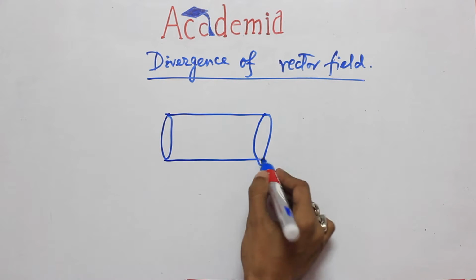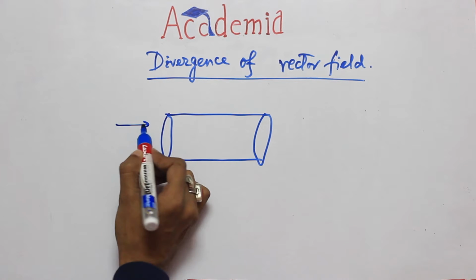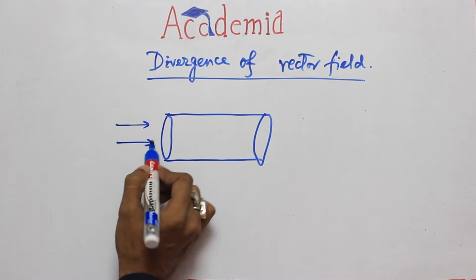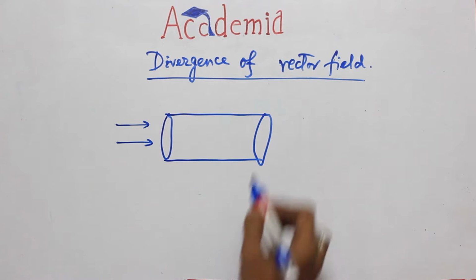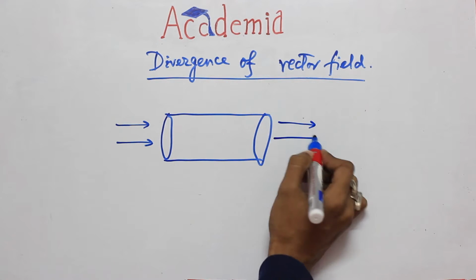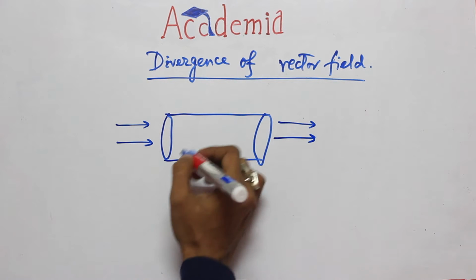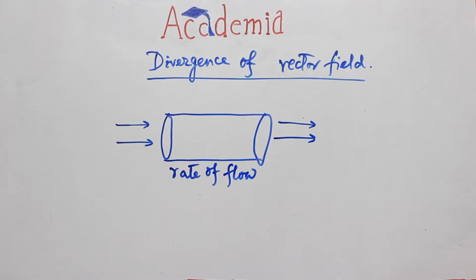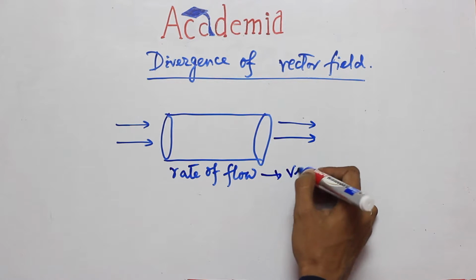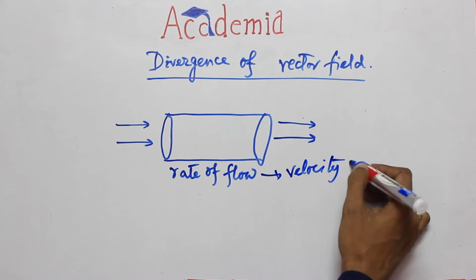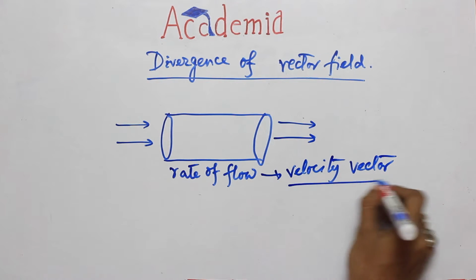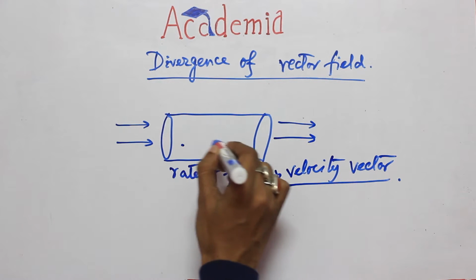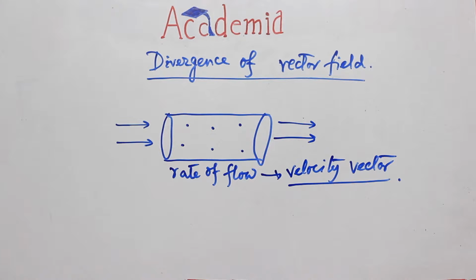Let's take a water pipe for example. Water is flowing through this pipe. Pipe has an inlet where water enters and an outlet where it exits. Now water is entering the pipe at a specific rate. That rate of flow is actually velocity. Now if the value of velocity and the direction of velocity is different at different points within this pipe, then it can be considered as a vector field. So it is a velocity vector field within the pipe.